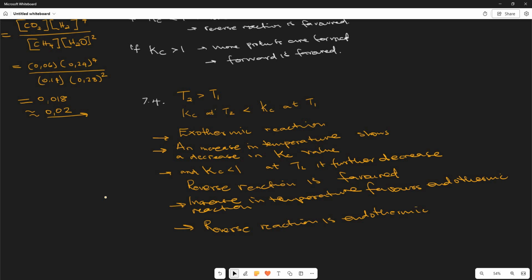So I hope this made sense. So the forward reaction is exothermic. We observe a Kc value decreasing, which means that there are more reactants being formed than products. So we can therefore say that the reverse reaction is favored, and again an increase in temperature favors endothermic reaction. That means the reverse reaction is endothermic. That's why the forward reaction is exothermic.